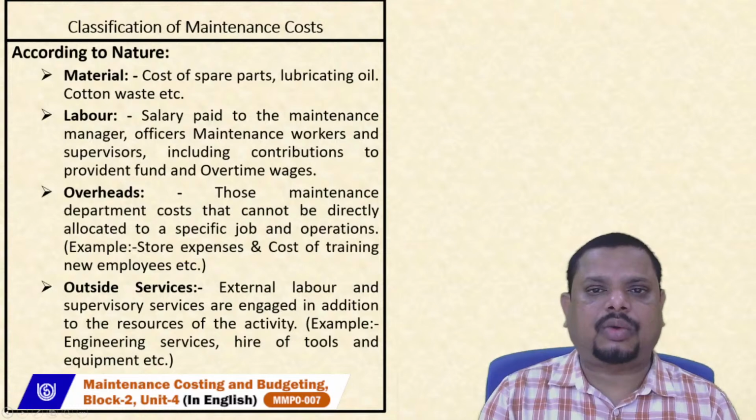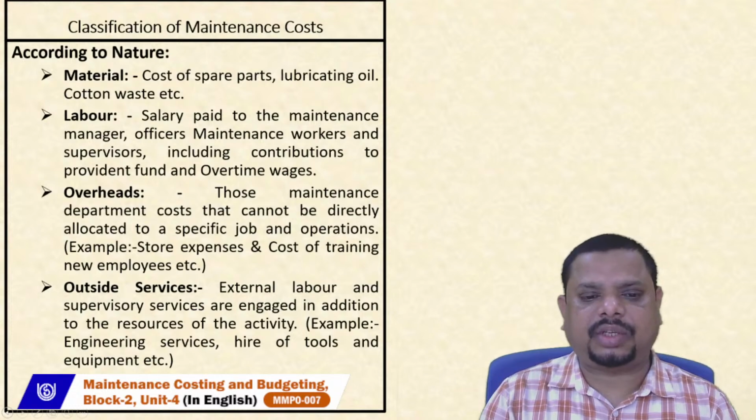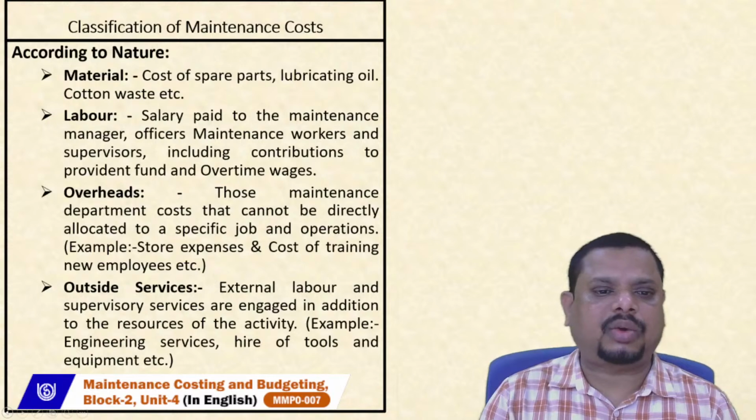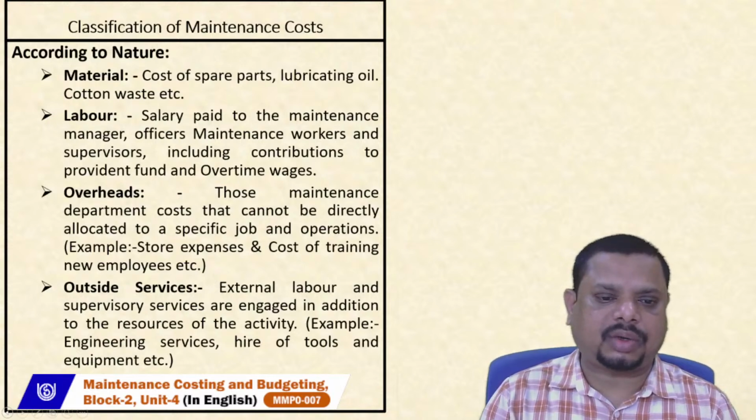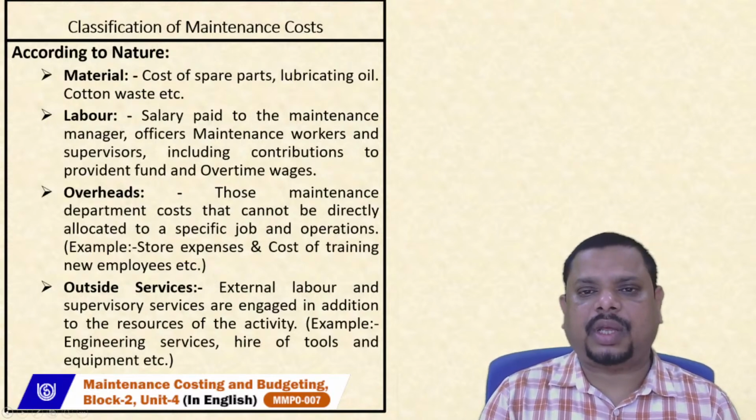The next one is overhead cost. These are departmental costs that cannot be directly allocated to a specific job and operation. For example, store expenses should not be included in the production department maintenance cost and should not be included in the electrical department maintenance cost. So store expenses and the cost of training new employees are the basic overhead expenses.